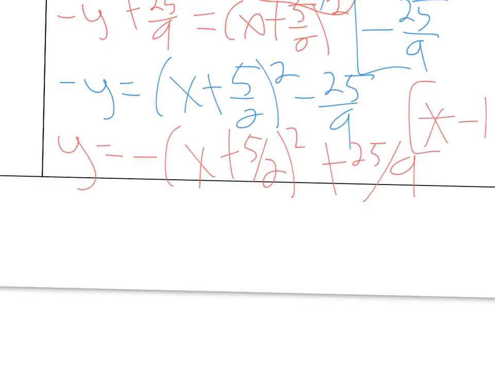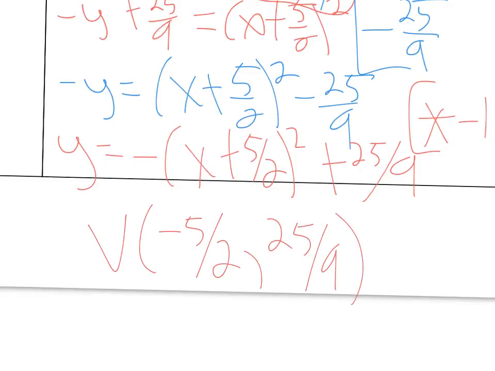So in this case, I have a vertex of negative 5 halves, or that's negative 2.5, comma, 25 over 4. And this one will be opening down, so it's shifted up by 25 over 4. And 4 times 6 is 24, so that's 6 and 1/4. So the vertex is up a little over 6 units, and then the x value is negative 2.5. Okay, so that's how you complete a square when you have a fraction.